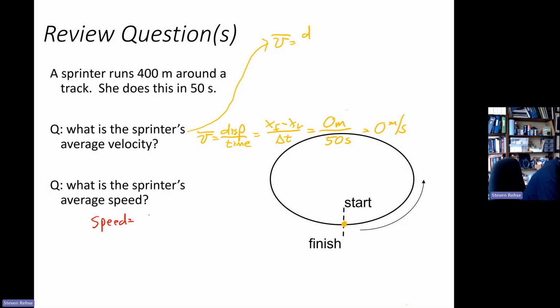The average speed is equal to total distance over time. Not the same thing.